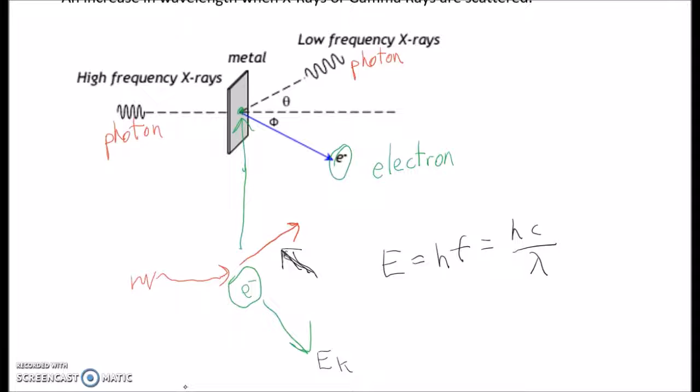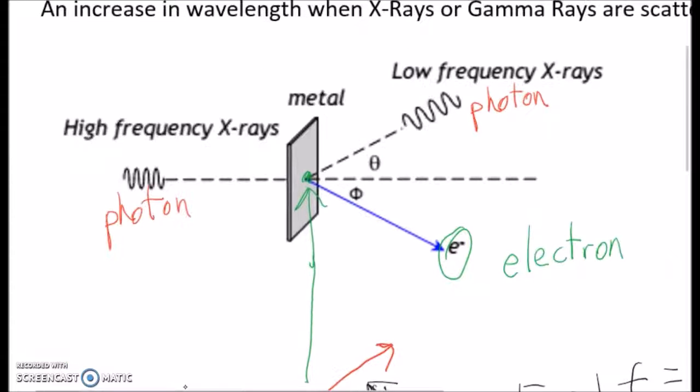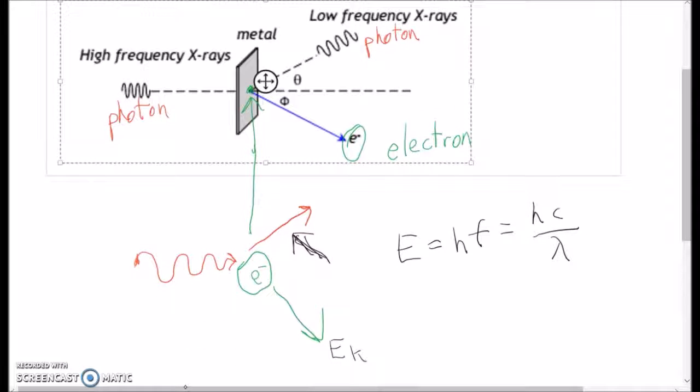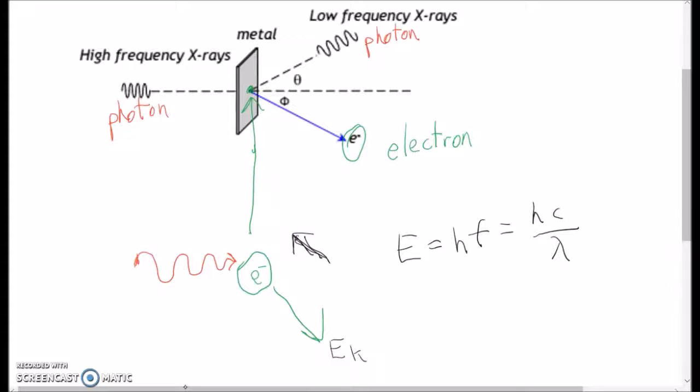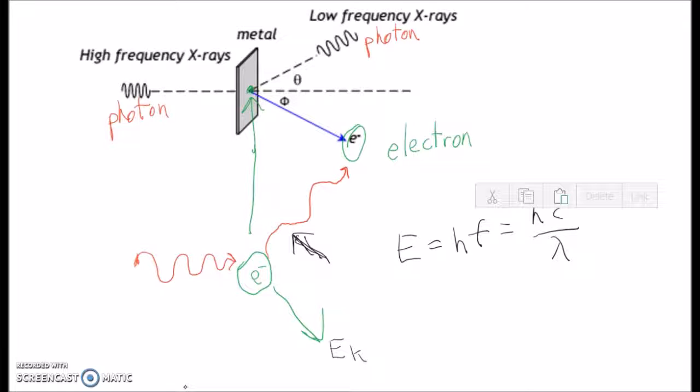So if our original wave here is coming in as really tightly wound waves like this, then our output wave has to be really long. Basically the idea is that our wavelength increases because our energy has to decrease.